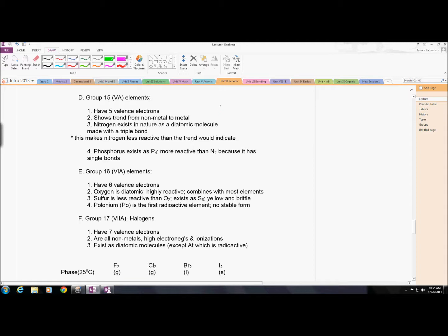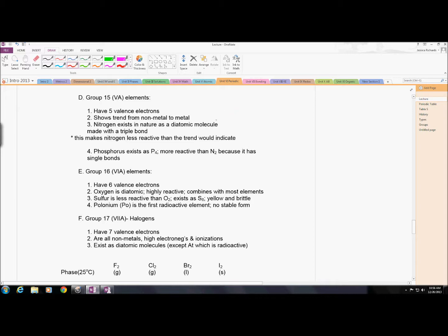Group 15 on your periodic table has 5 valence electrons. It starts with nitrogen. They will tend to gain 3 electrons if they're going to make ions, making -3 ions, so they can look like noble gases. We are also going to see that trend from nonmetal to metal as you go down that group, but this ends with a metal that I don't think you're as familiar with as you are with tin and lead from group 14.